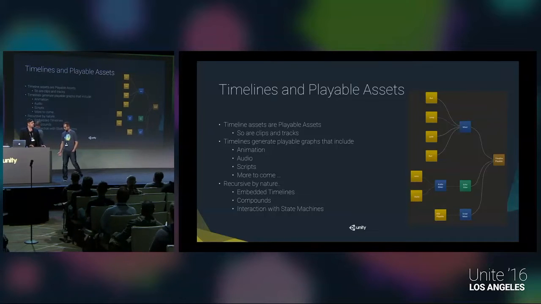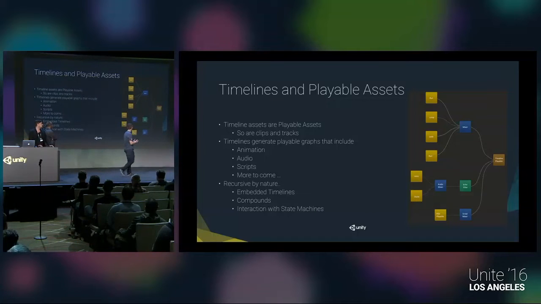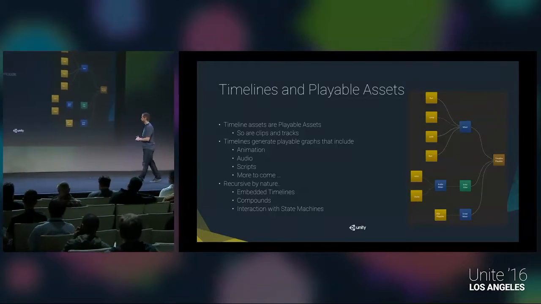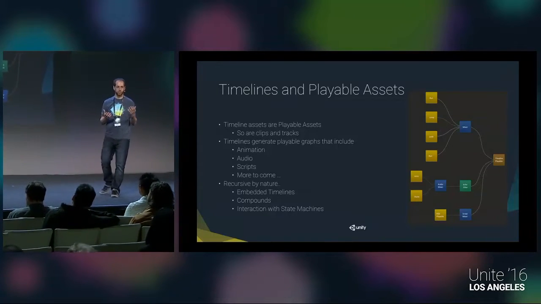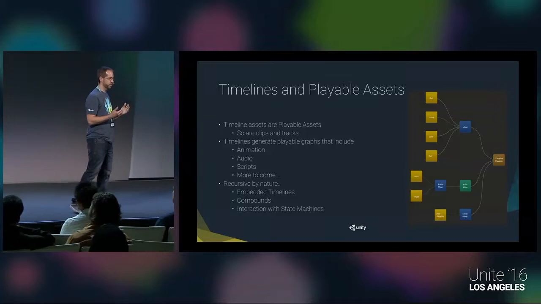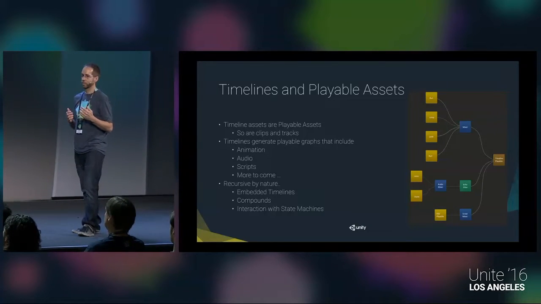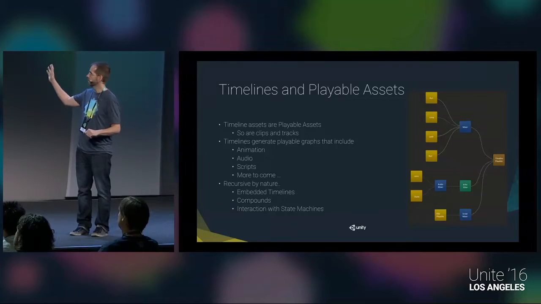So that's great, right? We're able to let the user extend timeline however they want. And that's, like we've said earlier, a really important feature. So timeline, the reason I bring up the playable assets is this is the core feature that we built timeline on. So timeline assets themselves are simply playable assets. They're simply assets that generate this sort of tree.